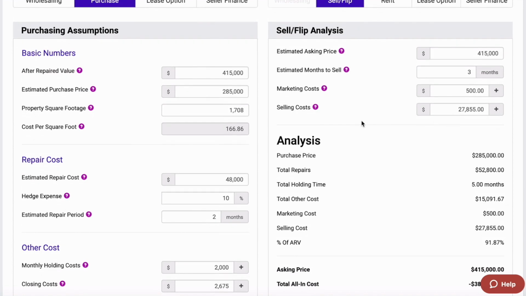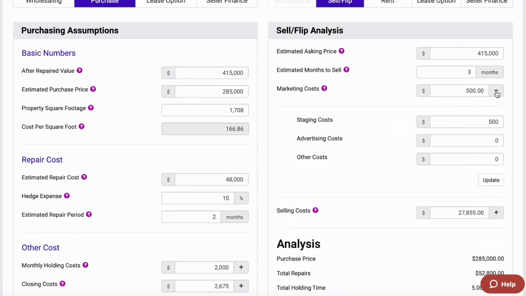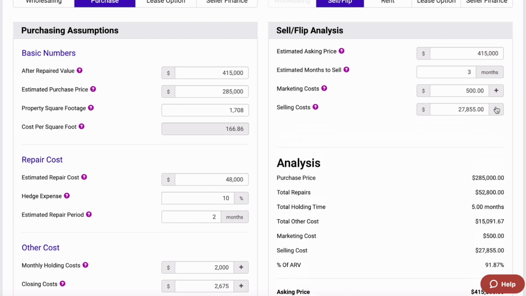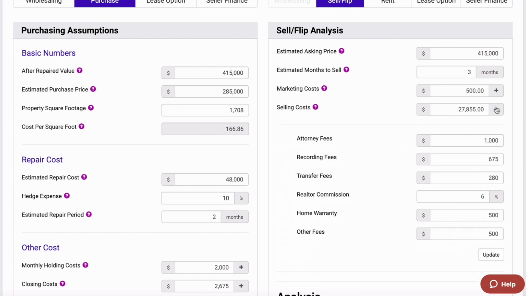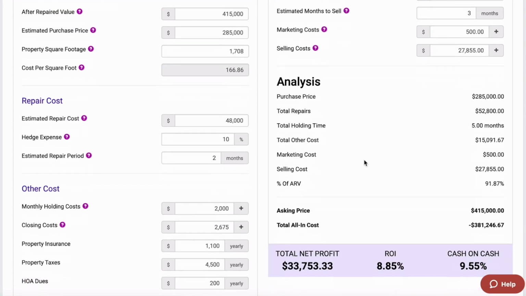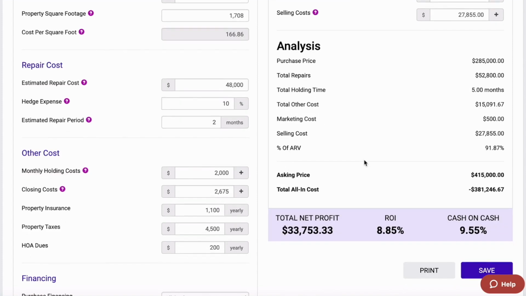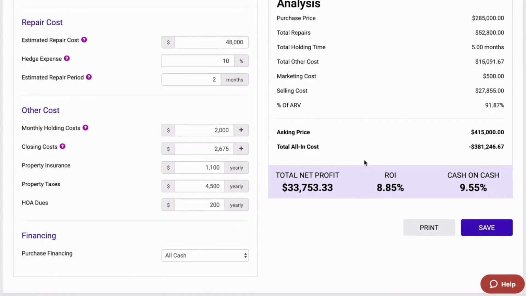Any marketing cost, and again, you can expand these down just to kind of fine tune that, as well as selling cost all the way down to the real estate commission. Now you can analyze the analysis here. You can see the numbers, 33,753. Your return on investment, 8.85%, cash on cash. You can then print this, or you can also save this particular analysis so you can come back to and see how you did, and also use it in comparison to maybe some other exit strategies.